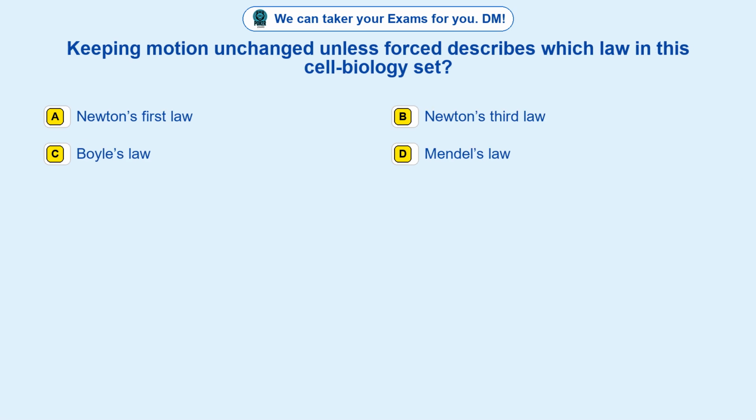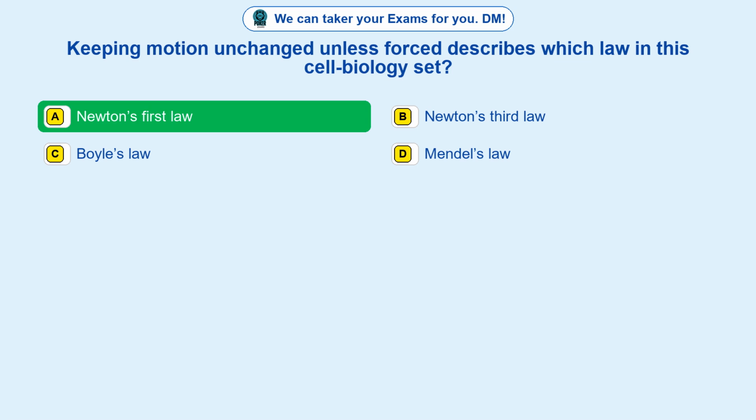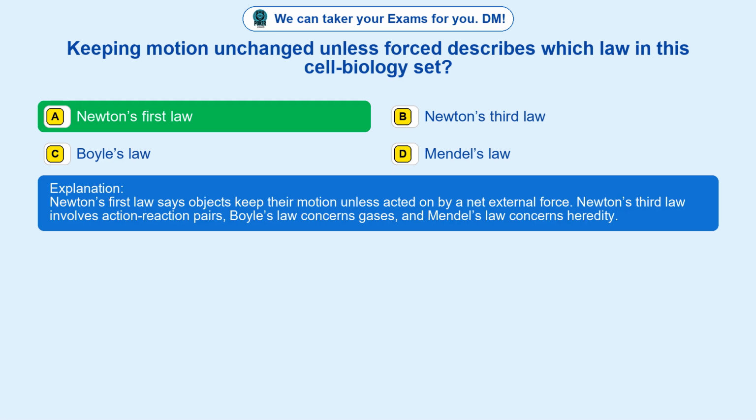Question 57. Keeping motion unchanged unless force describes which law in this cell biology set? Option A, Newton's first law. Option B, Newton's third law. Option C, Boyle's law. Option D, Mendel's law. The correct answer is option A, Newton's first law. Newton's first law says objects keep their motion unless acted on by a net external force. Newton's third law involves action-reaction pairs, Boyle's law concerns gases, and Mendel's law concerns heredity.